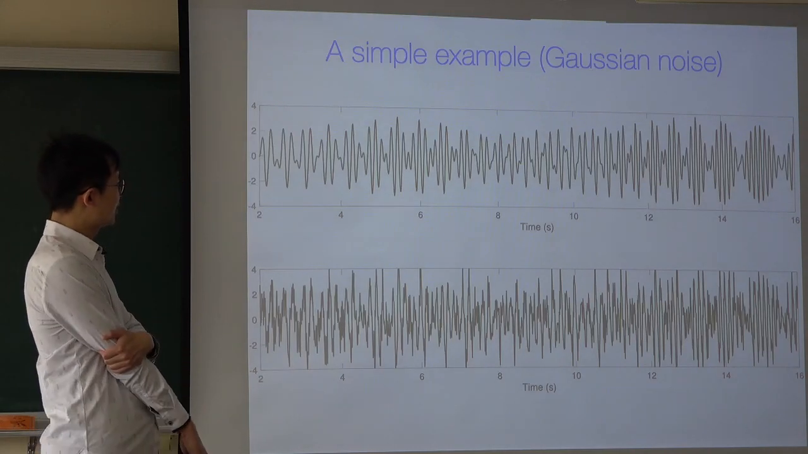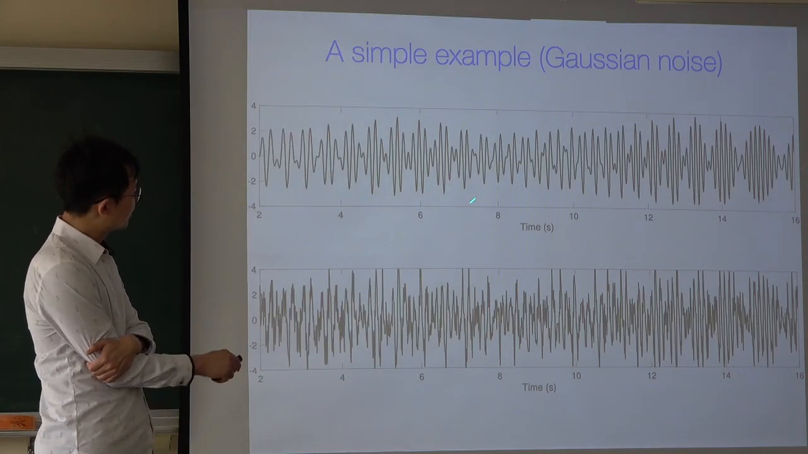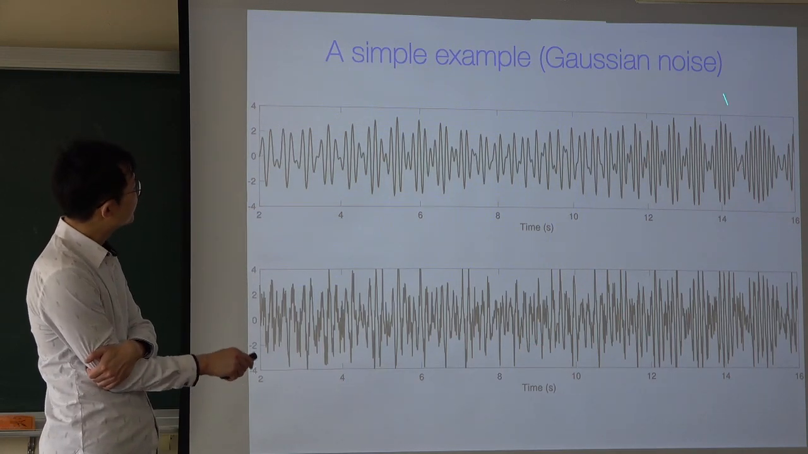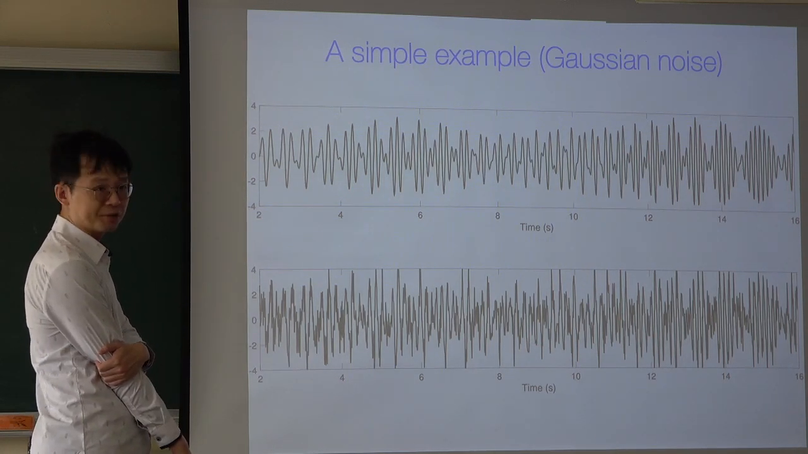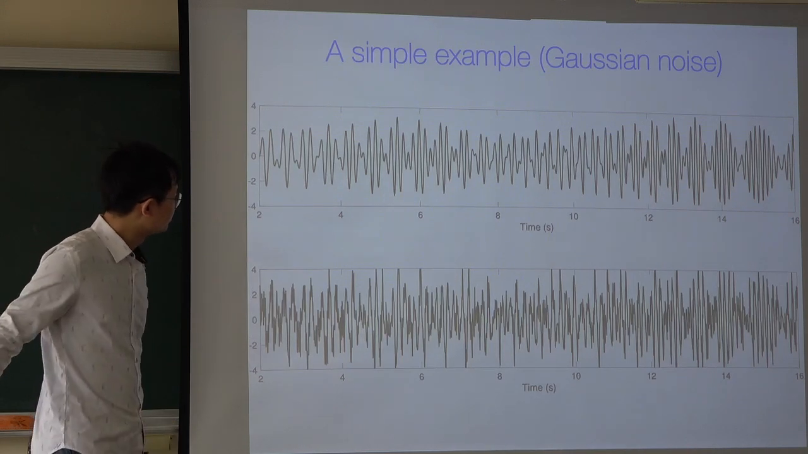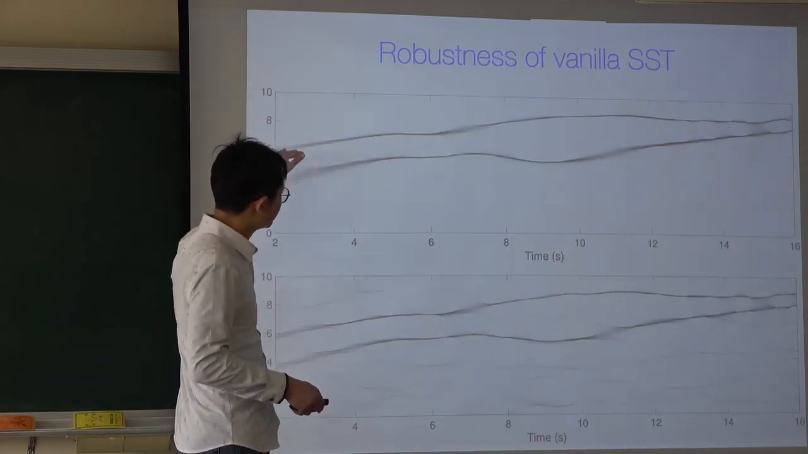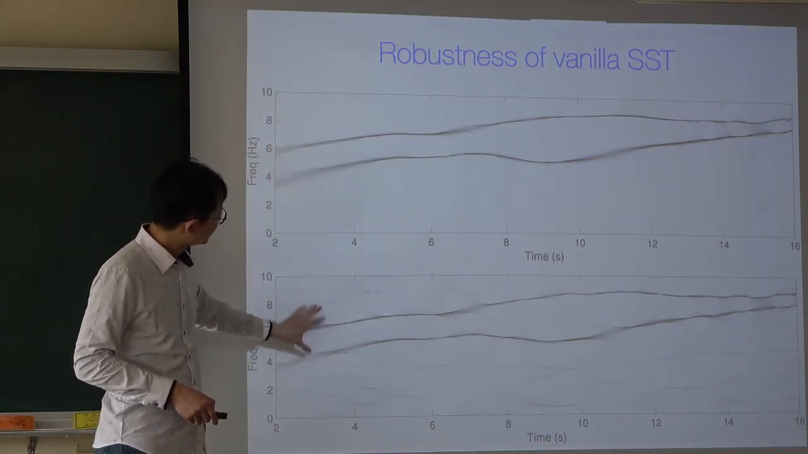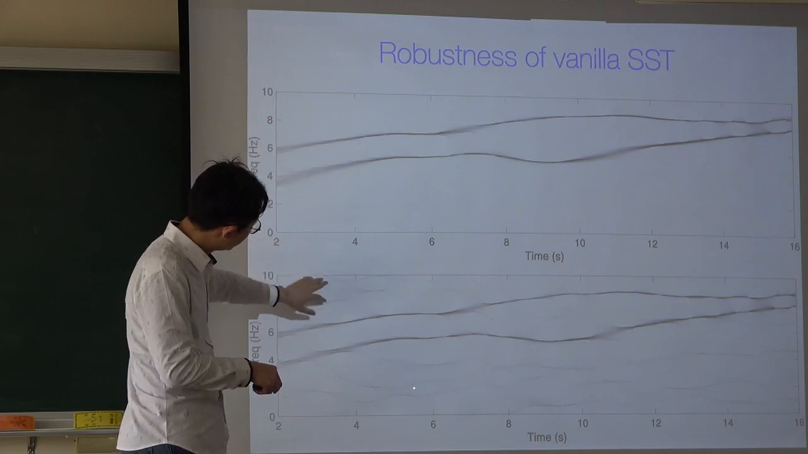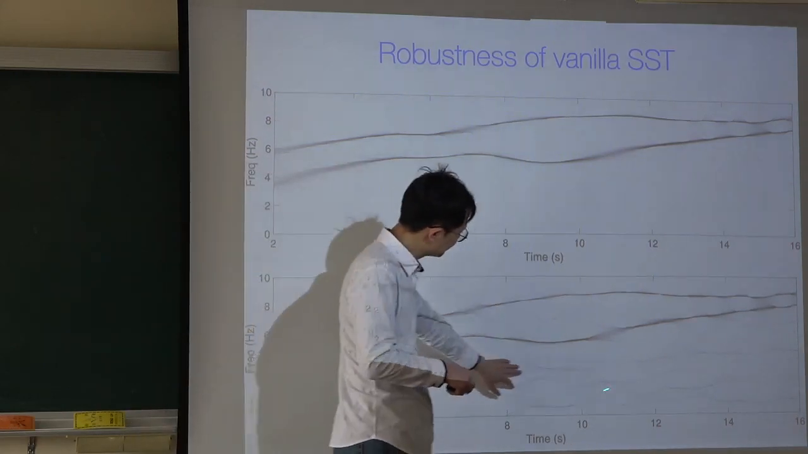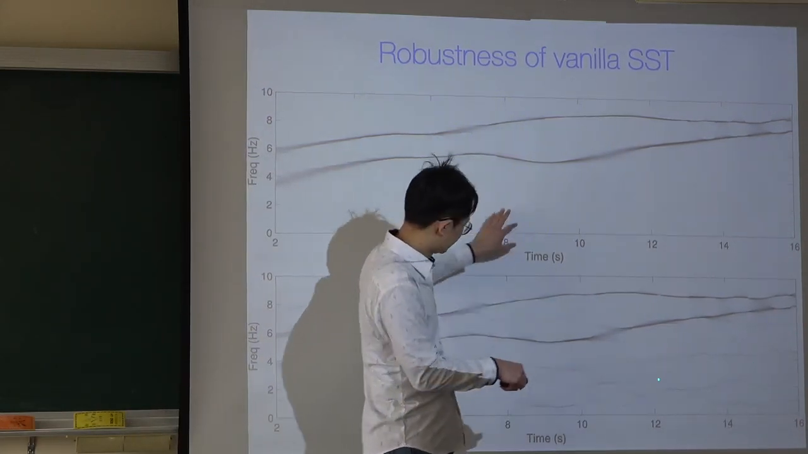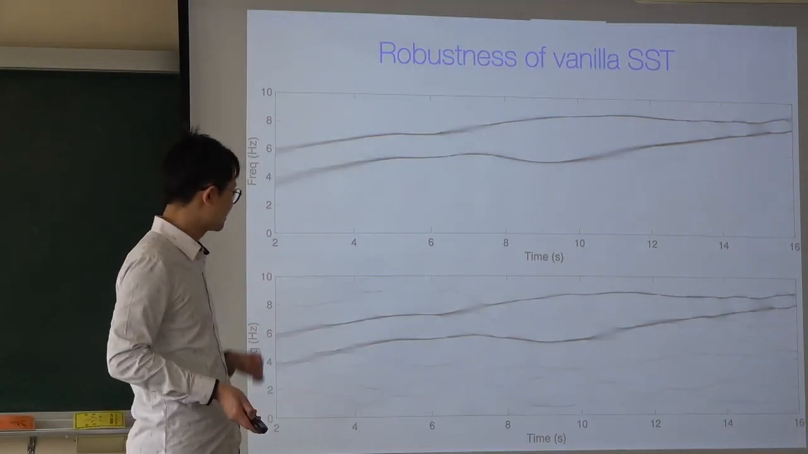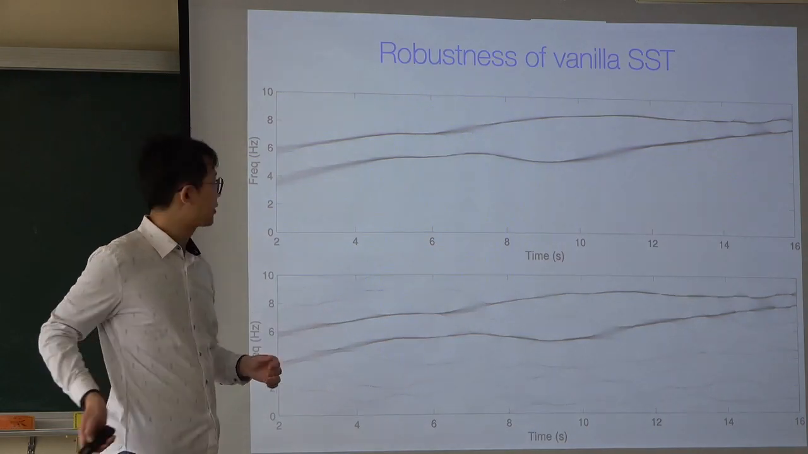Now let's see a noise example. This is a very simple case. We have the clean data, and this is a noisy signal, which is contaminated by very simple Gaussian noise. This is the synchrosqueezing transform. You can see it's quite similar, isn't it? There are some background strange stripes, but overall it looks okay, not terrible. This is the robustness result. It's pointwise and so on.